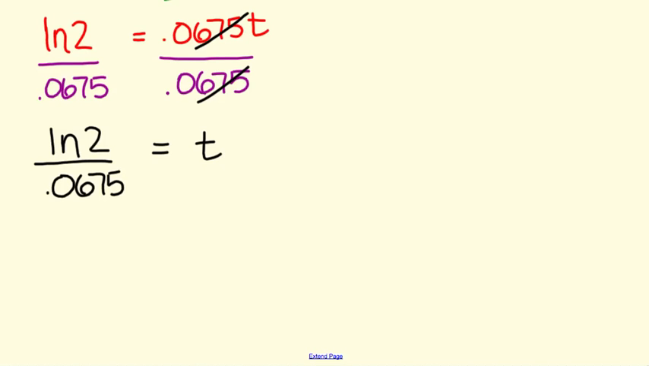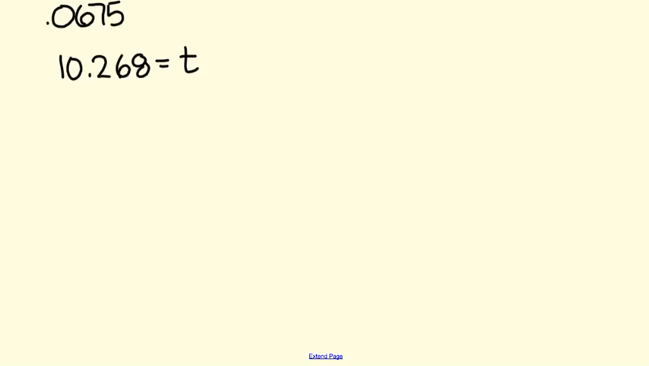Now you want to use your calculator. You say the natural log of 2, which is 0.693147. I'm going to leave that on my calculator, and divide it by 0.0675. And you get 10.268 equals t. So that's our time. So our time is approximately 10.5 years for our money to double at that interest rate.